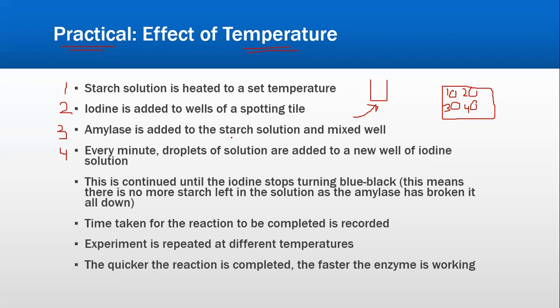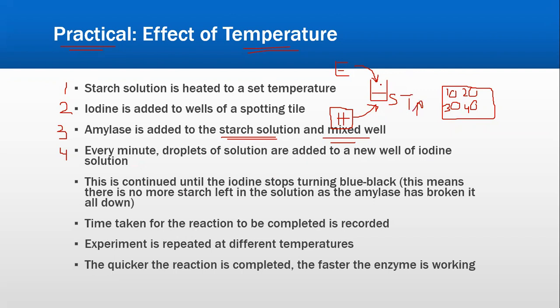Now amylase is added to the starch solution and mixed well. Now starch solution is the substrate and amylase is the enzyme. So you are giving temperature as well, and that enzyme is also being added. Now every minute droplets of solution are added to a new well of iodine. In the first minute, enzymic activity has started, and the temperature is also increasing.